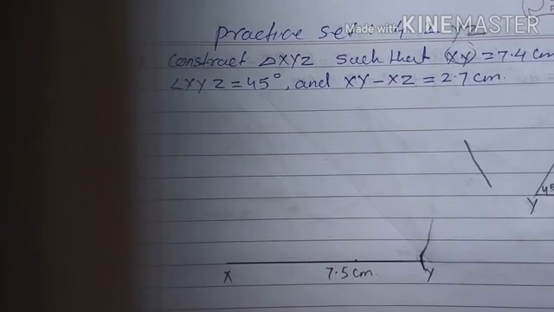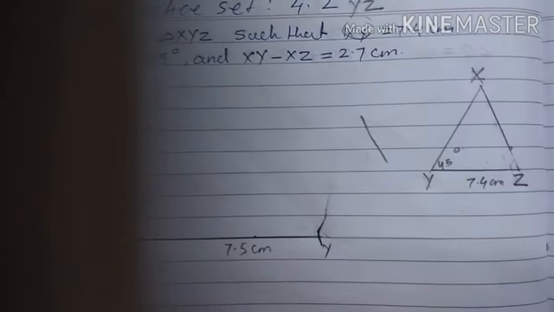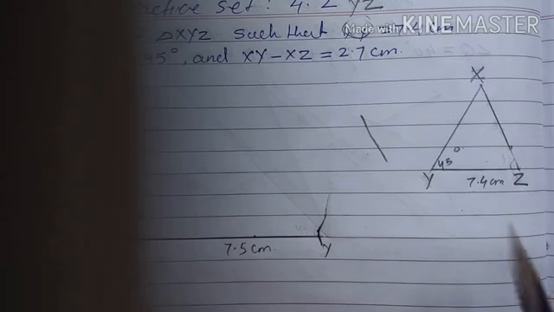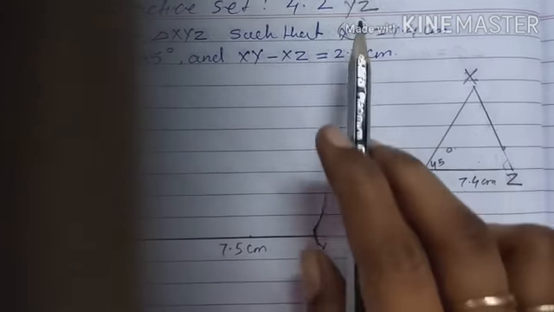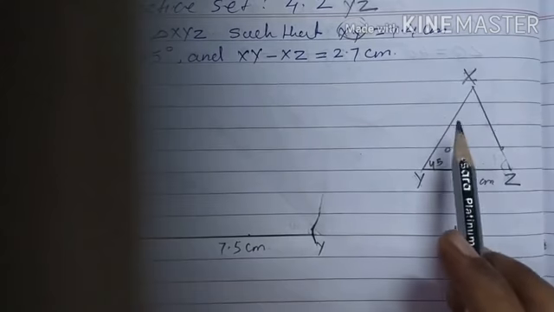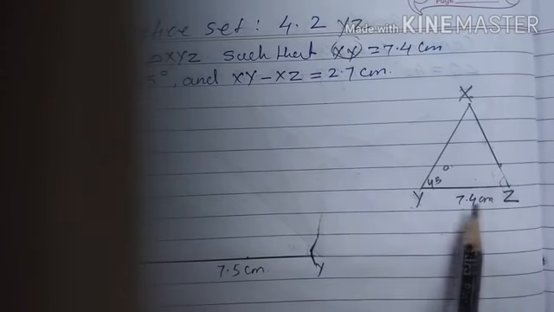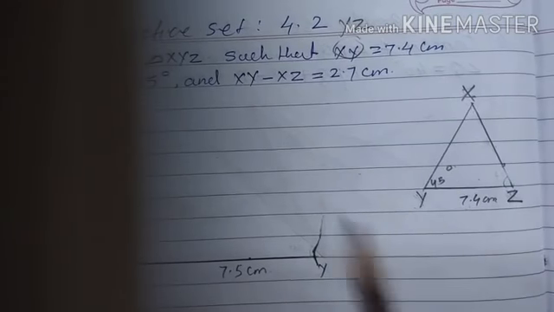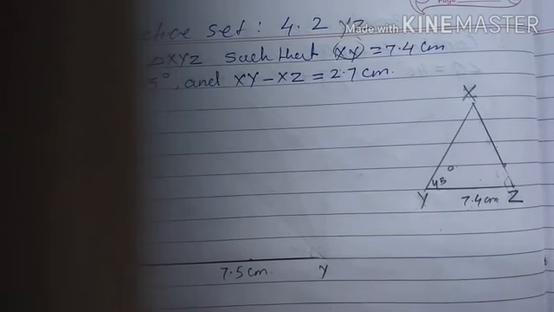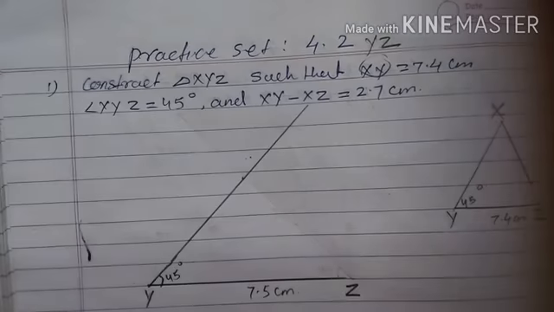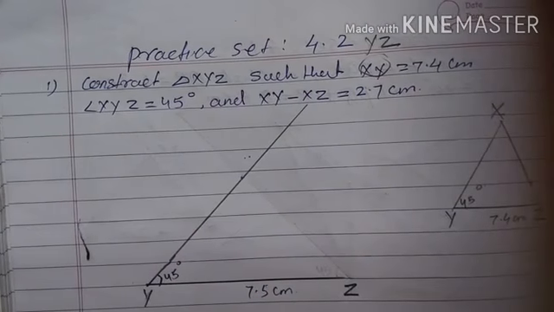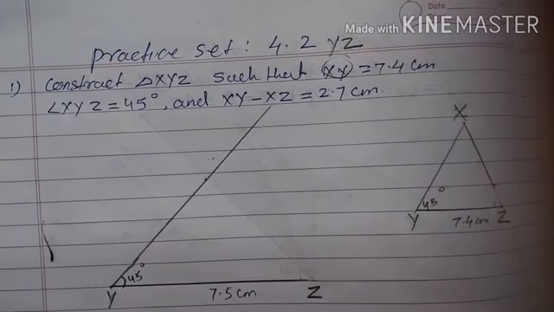Here some mistake in question, in place of XY write YZ. Here YZ is 7.4 centimeter. Make the correction in question, correct the question. In place of XY write YZ. YZ 7.4 centimeter. YZ is a base. Okay, correct the question.